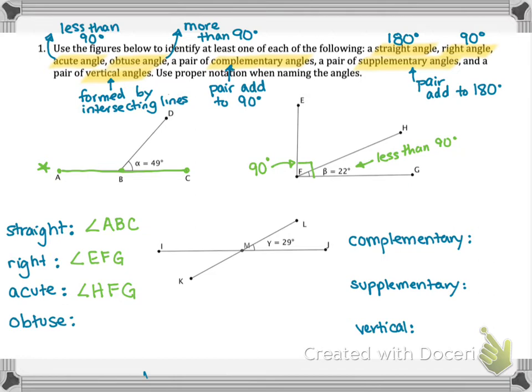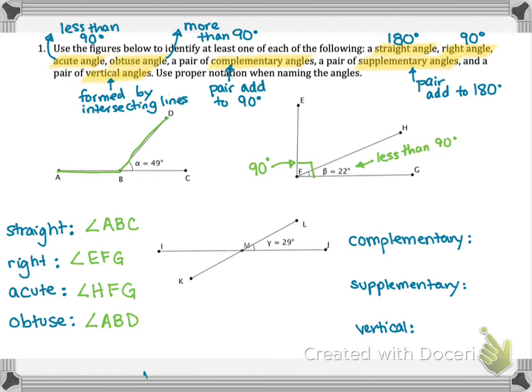Obtuse means an angle that's greater than 90 degrees. So any angle in any one of these images that is greater than 90 degrees or larger than a right angle. So I'm going back up to the first image with the letters A, B, C, D in them, because while I know that a straight angle is greater than 90, I can also see that this angle, ABD, is larger than 90 degrees because it is greater than a right angle. So we can say that angle ABD we know is obtuse because it has to be larger than 90 degrees.